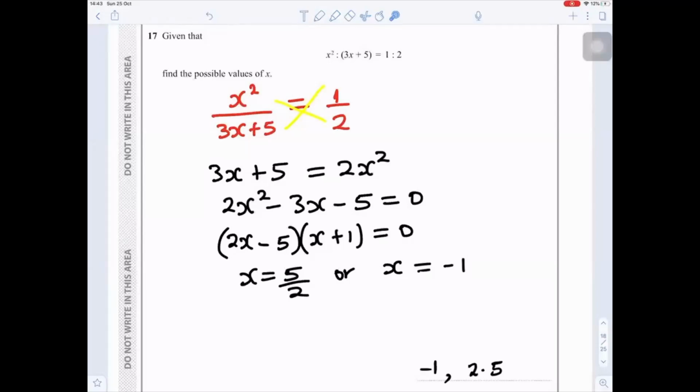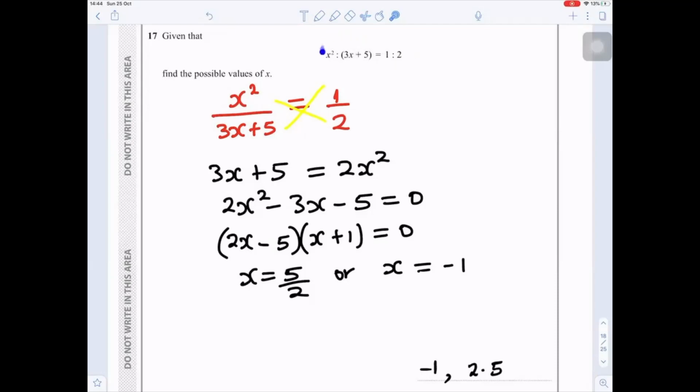Question number 17. Given that x squared is to 3x plus 5 equals to 1 is to 2, find the possible values of x. The key thing here is that equal to. The left side is equal to the right side.